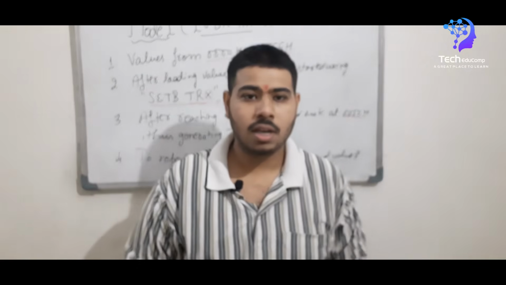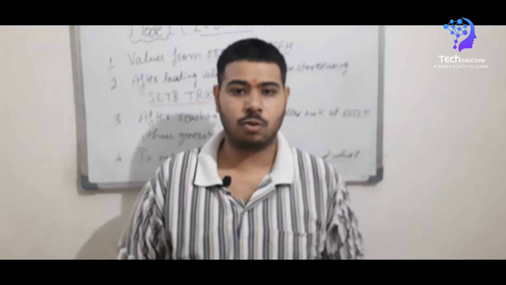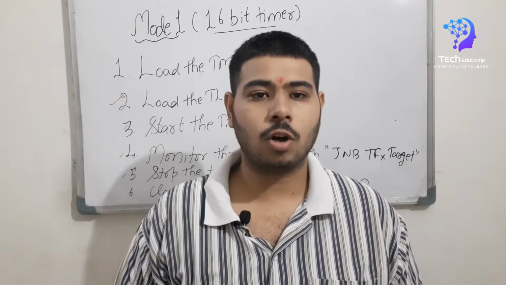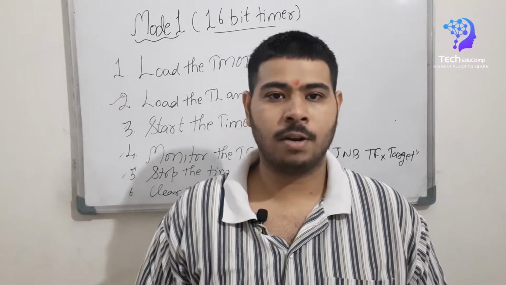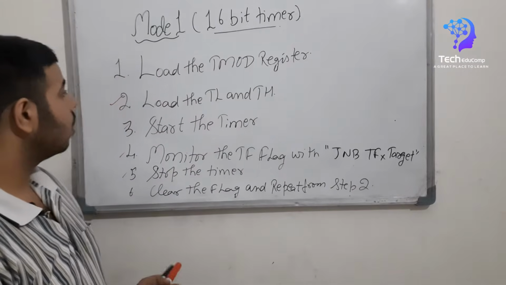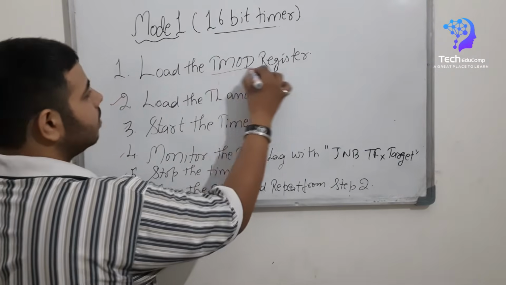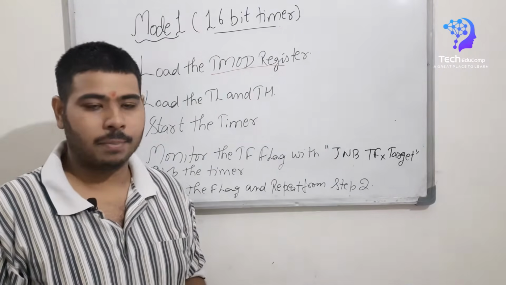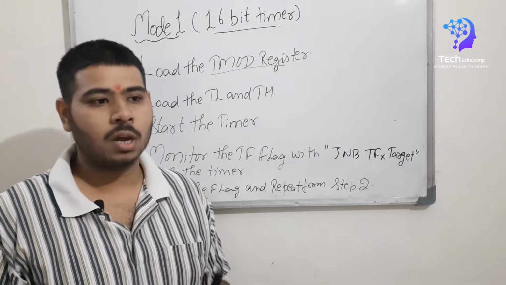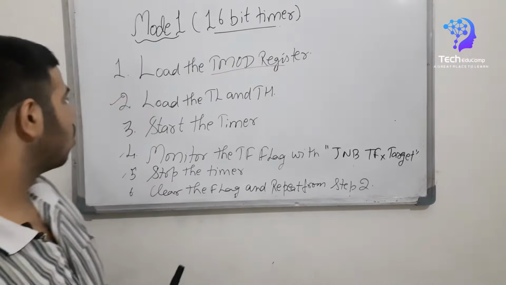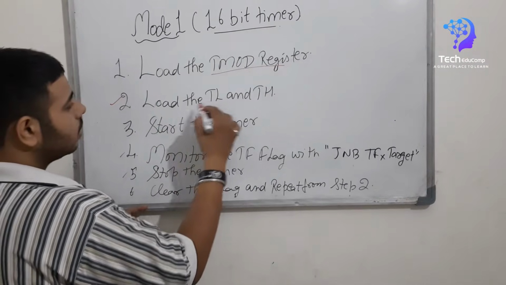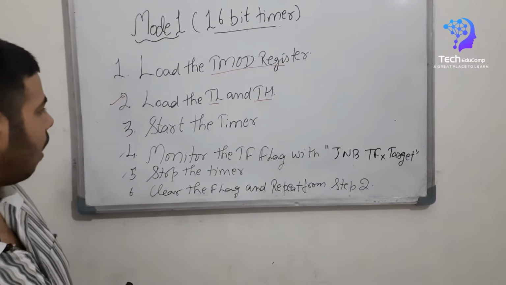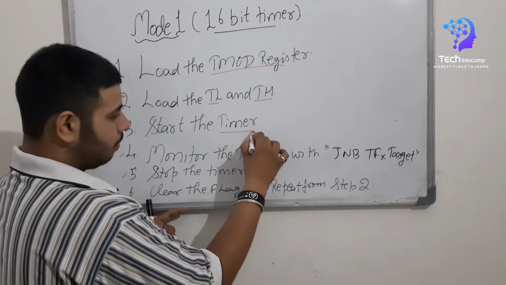Now let's talk about the steps to program in mode 1 of timers and counters. First of all, we have to load the TMOD register, because we have to specify what kind of timer we are using and in which mode we will program. After that, we have to load TL and TH with their initial values. After that, we have to start the timer.